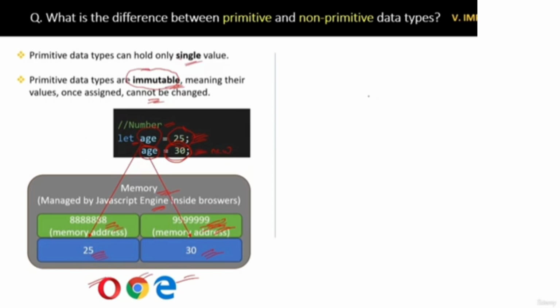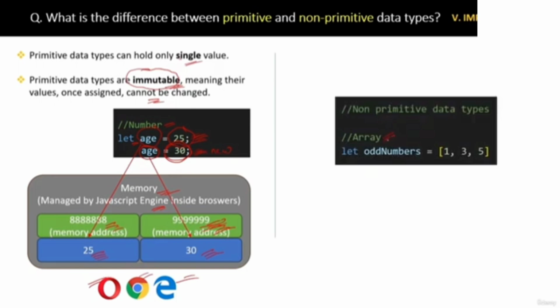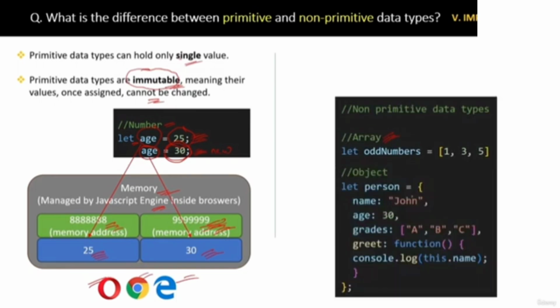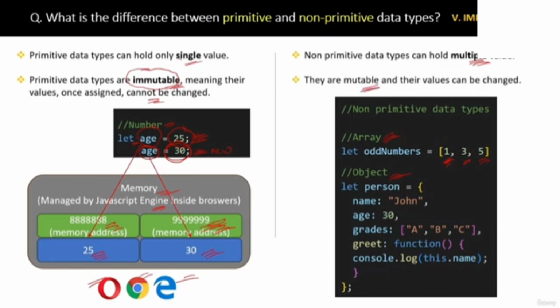Now let's check out non-primitive data types. And here is our first non-primitive data type, which is an array. And here is another one, which is an object. I will cover them in detail later, but here you can identify the first point about non-primitive data types: they can hold multiple values. And second point, they are mutable and their values can be changed. So if you modify this 3 to 4 in the same array, it can be done in the same memory, at the same location or at the same address. Great. Now let's conclude the differences between them.